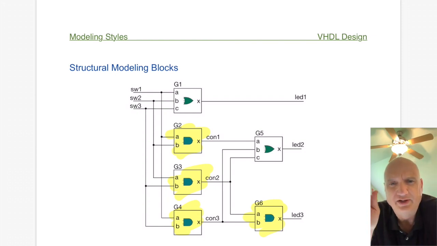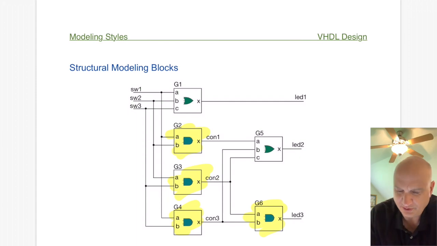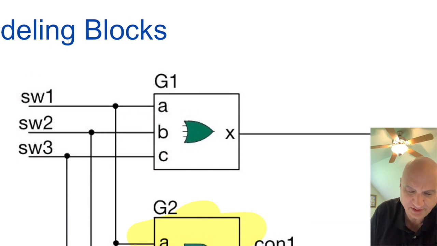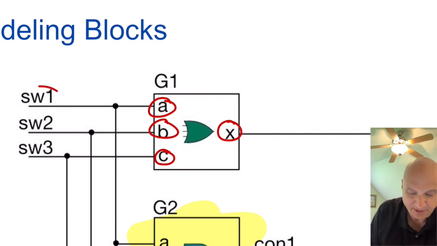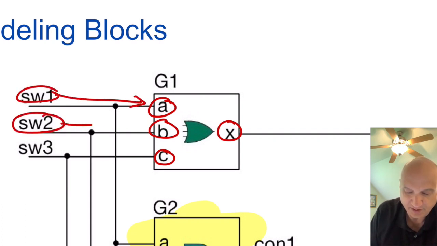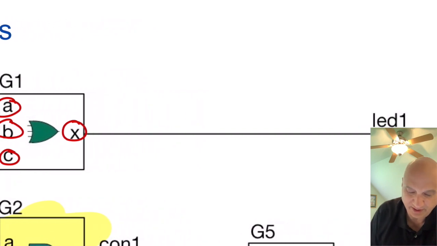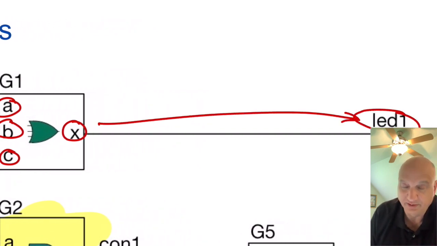Now the interconnects are the difficult part. How do you connect up the inputs and the outputs to the various components? When we declare the components, they have various inputs. We have A, B, C as part of the component declaration, and X is the output of that component. When we drop it into our design, we have to connect these together. We have to connect switch 1 to A, switch 2 to B, and switch 3 to C, and we also have to connect X to LED 1. Now, how do we do that in words? Well, let's take a look at that.